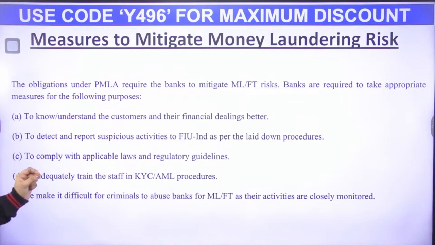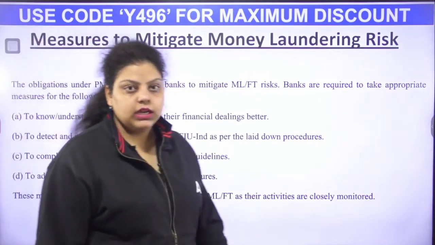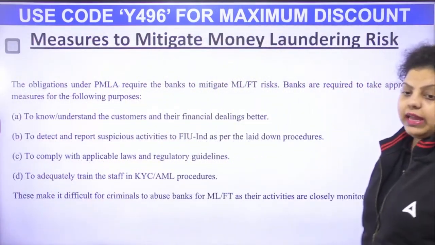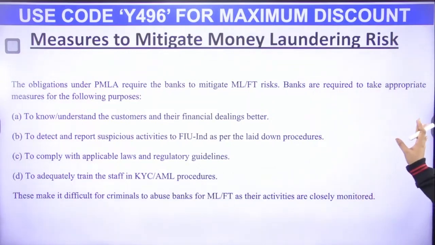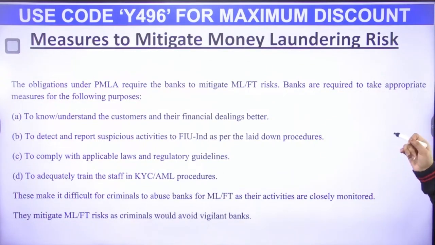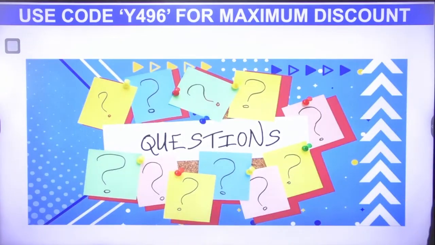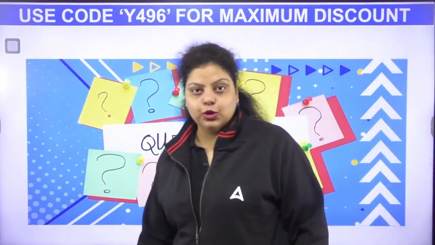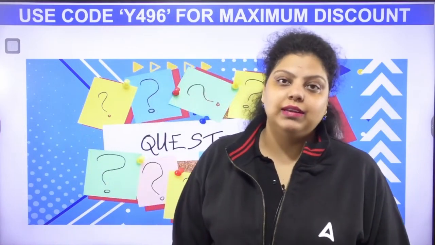So these make it difficult for criminals to abuse the bank for money laundering and financing of terrorism, as their activities are closely monitored. People are closely monitored here. That's why they will have a kind of fear: I will be getting caught if I do these transactions by using the banks. So they mitigate money laundering and financing of terrorism risk, as criminals would avoid a vigilant bank. Those banks who have proper monitoring of your account are cross-checking your transactions and everything. In that situation, you will think twice before using the financial system or the banking system to perform money laundering or the financing of terrorism.